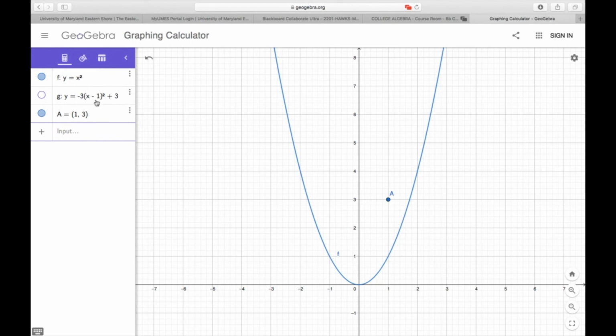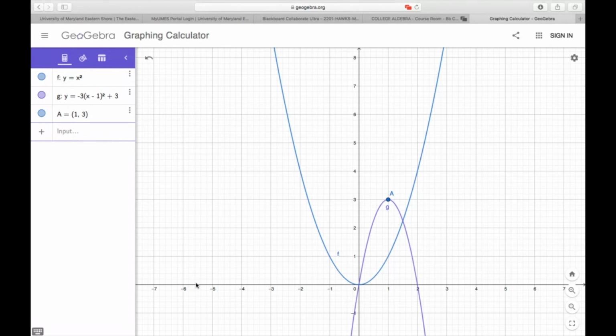We moved it up 3, we moved it to the right 1. This negative sign means it's going to flip and be downward facing, and this 3 now means that it's going to be stretched, so it's kind of skinnier looking. So it should be at this point. Let's check and see. There it is. So now you can see that we've been able to move the graph. It has flipped down and it looks a little bit skinnier.